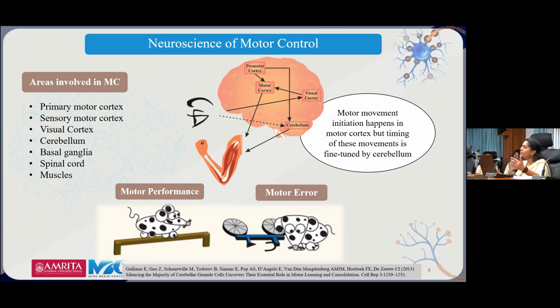So during this process, after the learning is complete, you can do a task without any error. In that case, you call it a motor performance. An example is a person walking on a rope, or riding a bicycle. All these are fine tuned works. When you have not learned completely, it tends to come up with errors, and you call them motor errors.